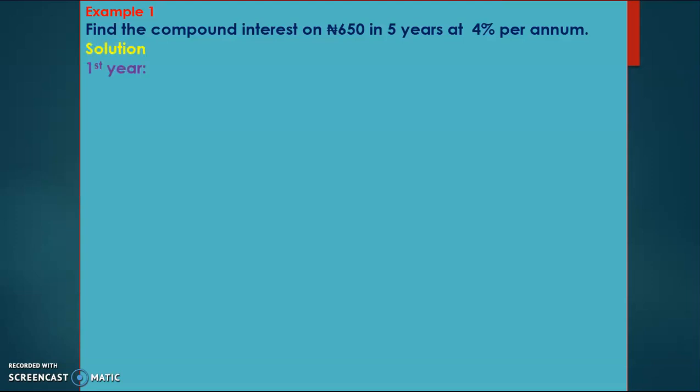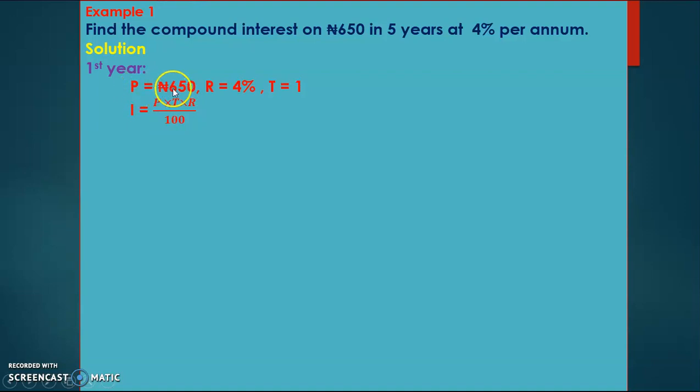We are going to find the interest for the first year, since we are asked to calculate for 5 years. Now recall your formula for simple interest. This is our formula for simple interest. So we are going to calculate the interest for the first year using these parameters.